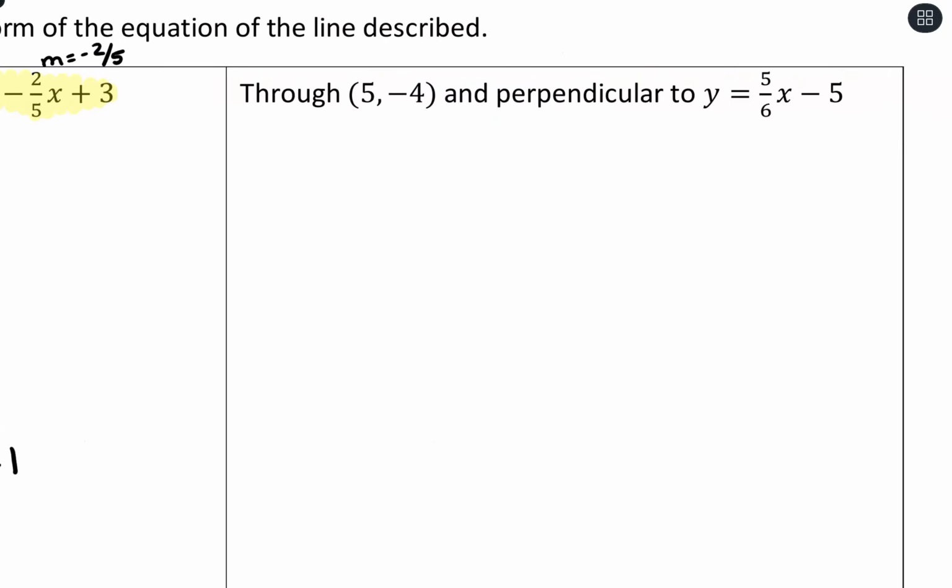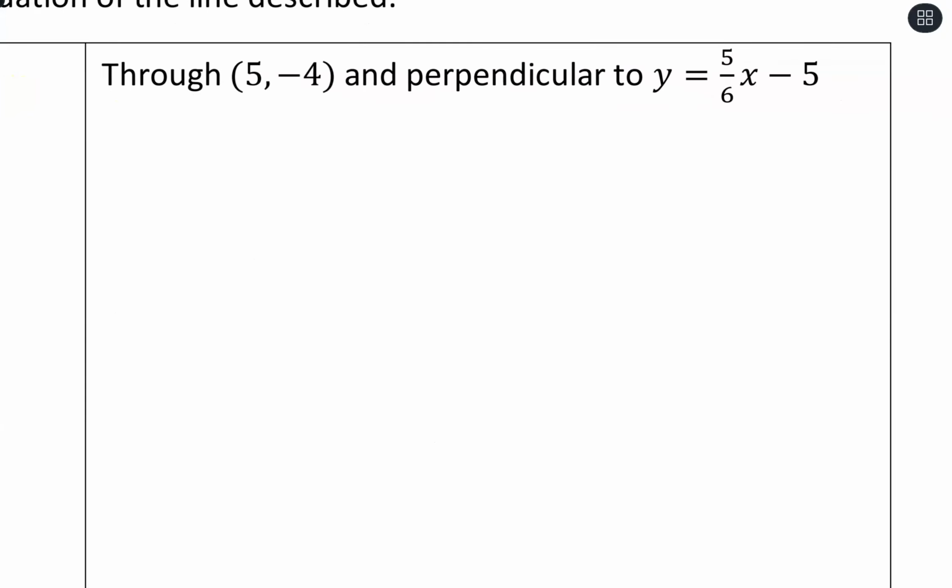So let's say we're going through the point (5, -4), and this time we want to be perpendicular to the line y equals 5/6 x minus 5. So our original slope is that slope of 5/6.